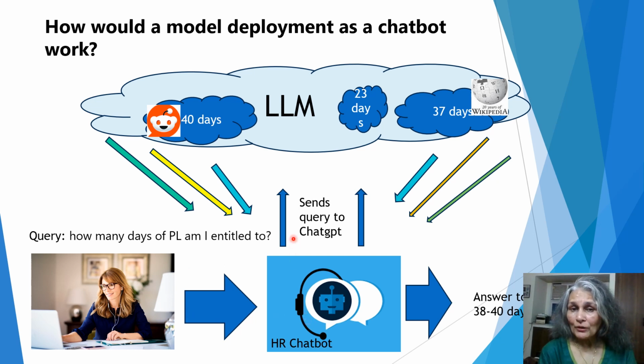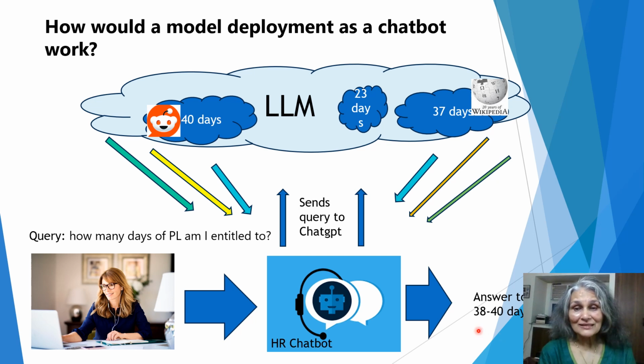The chatbot then sends the query to the ChatGPT or Gemini large language model. The large language model then generates an answer on the basis of what it has been trained on. And it comes back with an answer such as 38 to 40 days. Now, how does the large language model actually come up with this answer?